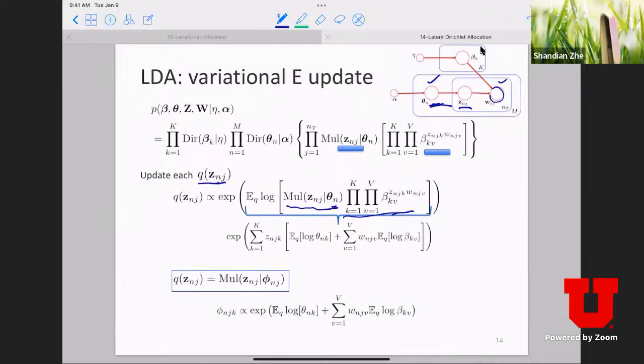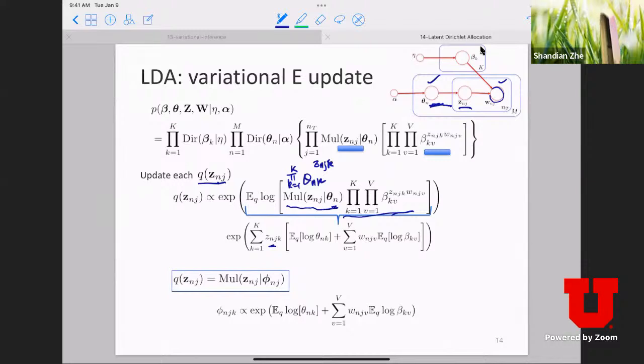So if you take a logarithm, this is multinomial. Remember, this is a product, right? So it is from k to big K, and you have theta n k to the power of z n,j k. You take a logarithm, you just move z n,j k in front of it.